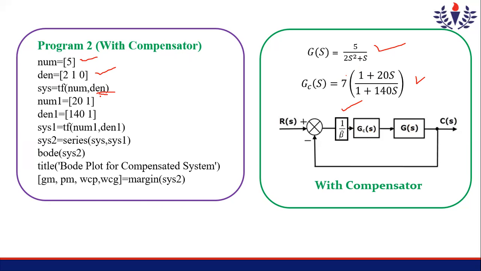And now we need to enter the compensator transfer function. Coming to the compensator transfer function, here this 7 will get cancelled. So coming to the numerator term, here the highest power is S power 1. So the S power 1 coefficient is 20 and the S power 0 coefficient is 1. So 21, numerator 1. And coming to denominator 1, the highest power is S power 1. So 140. And S power 0 is 1. So 140 and 1 are the denominator coefficients.